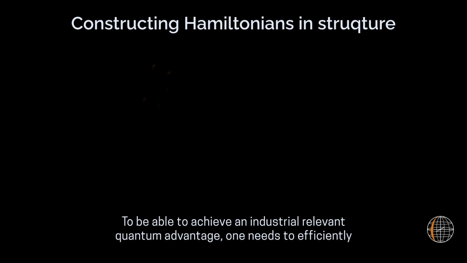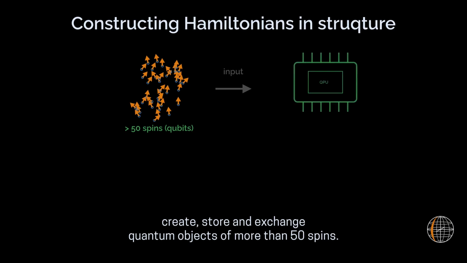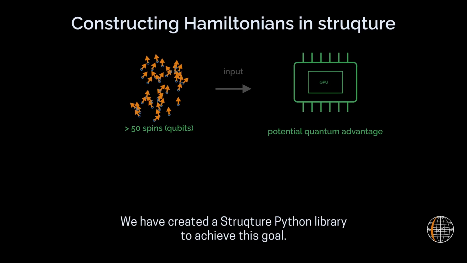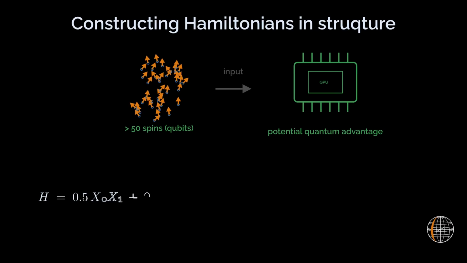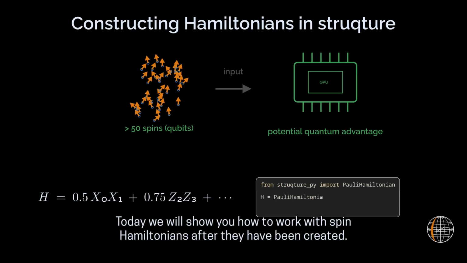To be able to achieve an industrially relevant quantum advantage, one needs to efficiently create, store, and exchange quantum objects of more than 50 spins. We have created the Struqture Python library to achieve this goal. Previously, we have shown how Struqture can be used to create a large spin Hamiltonian in a few lines of code. Today we will show you how to work with spin Hamiltonians after they have been created.